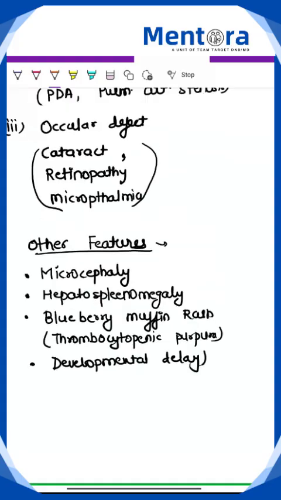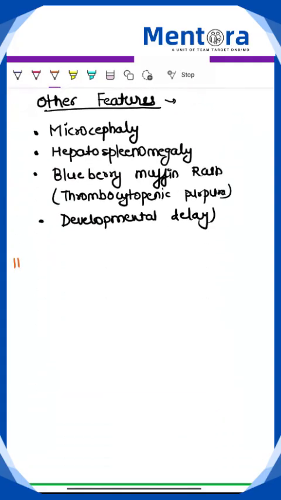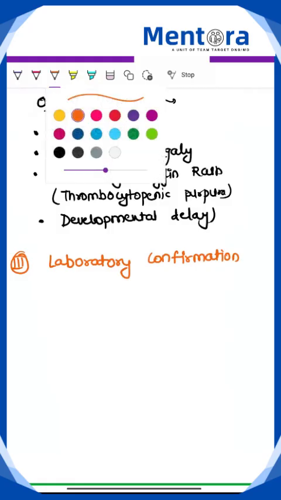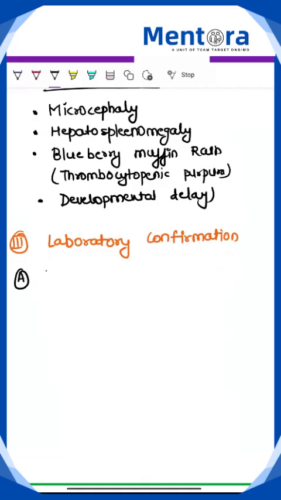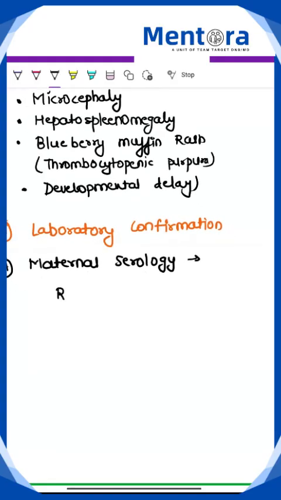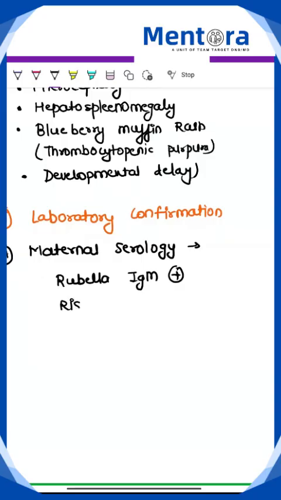And after clinical features, laboratory confirmation. First, mother, maternal serology: presence of rubella IgM positive titer or the rising IgG values.